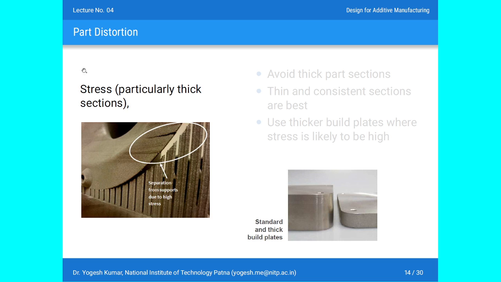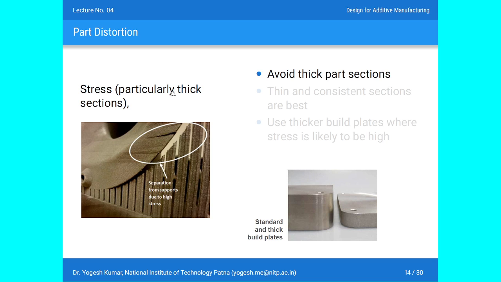You can visualize here, because of high residual stresses, your part may get distorted. In this figure you can see the part has been separated from the support due to high residual stresses. These are the supports which were printed, but due to residual stresses the part shrunk and separated from the support structure.